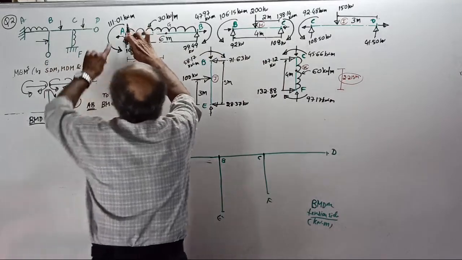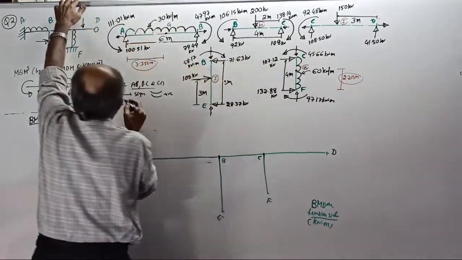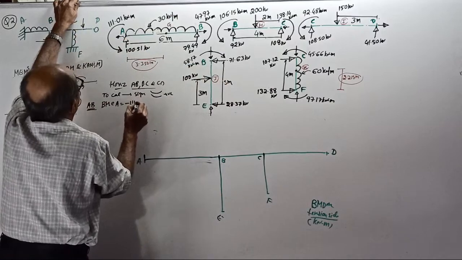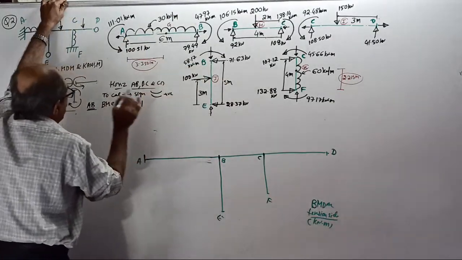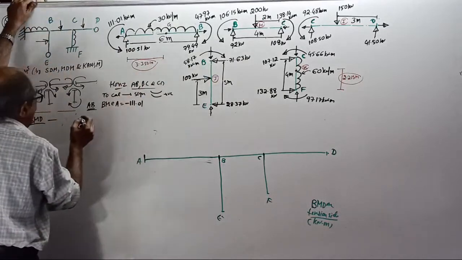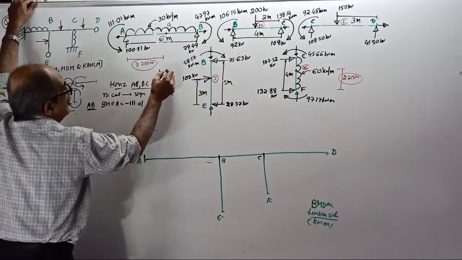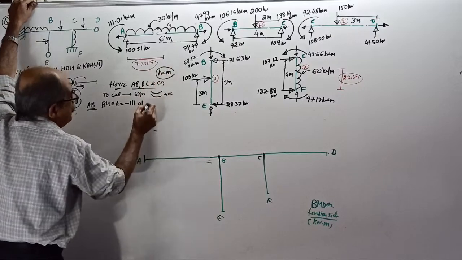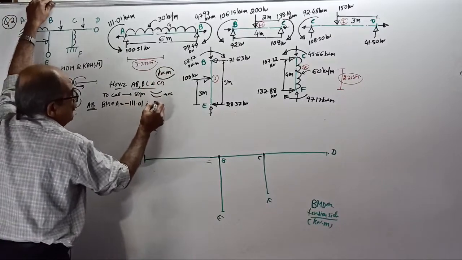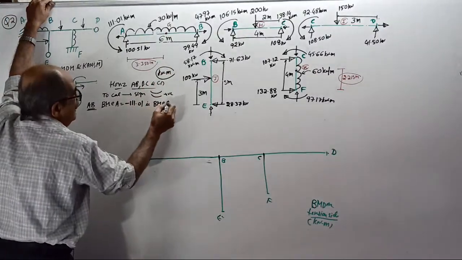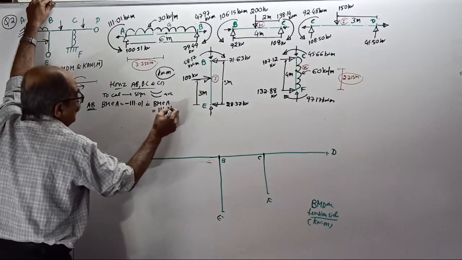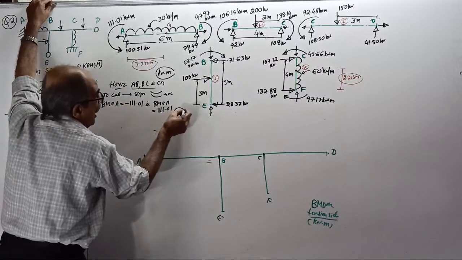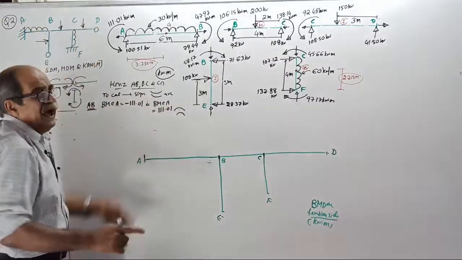Bending moment at A, see, minus 111.01 kilonewton meter. I wrote already. No need of writing every time. All values are in kilonewton meter to save the time. That means the bending moment at A is minus 111.01. Negative came, hogging.